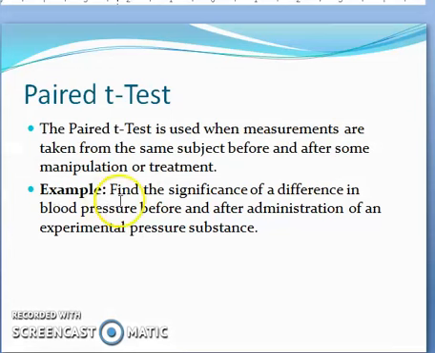Now the paired t-test. The paired t-test is used when measurements are taken from the same subject before and after some manipulation or treatment. For example, find the significance of a difference in blood pressure before and after administration of an experimental substance.